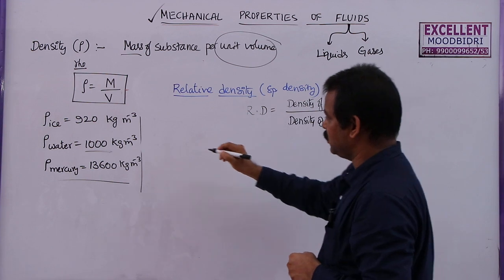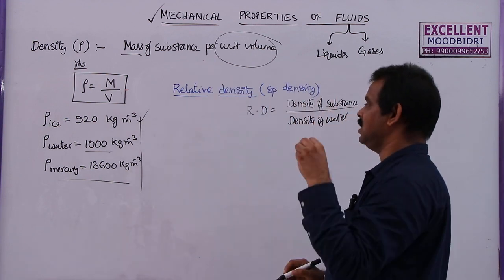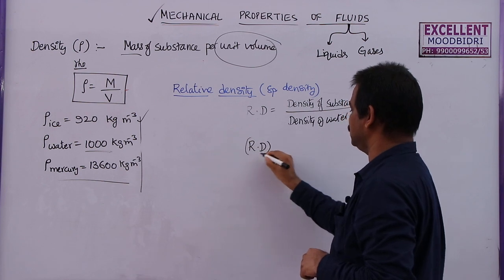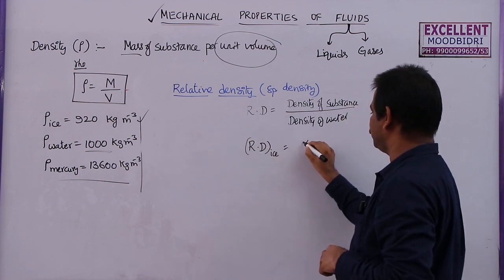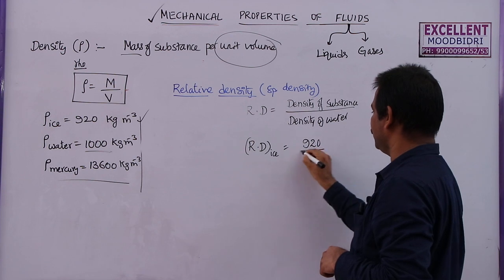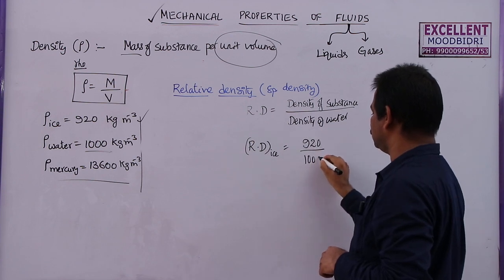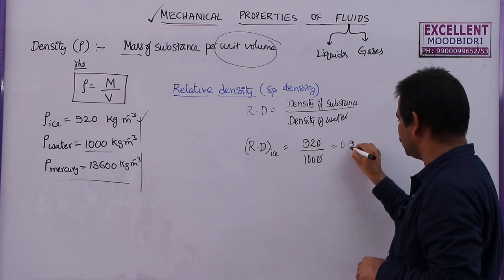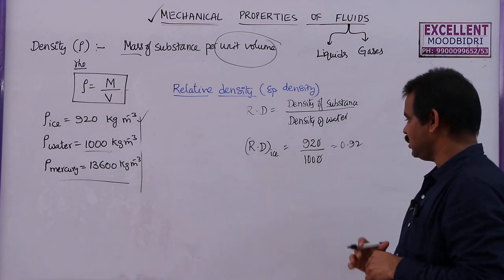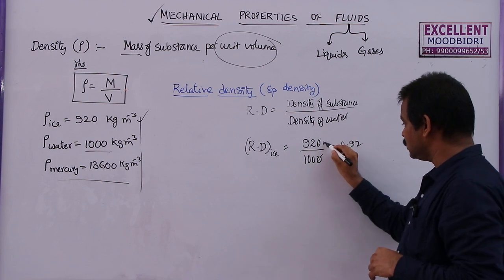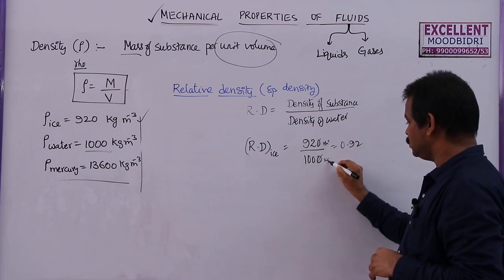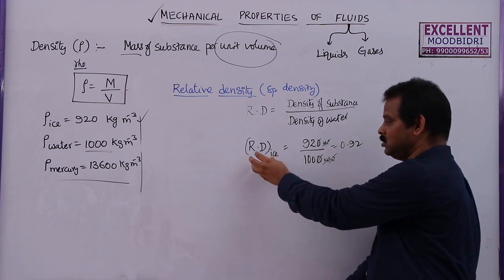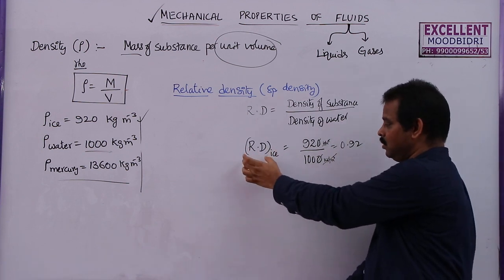So now, let me take ice only. What is the relative density of ice? The relative density of ice is given by the density of the substance, that is ice, divided by the density of water, that is 1000. Now cancel these two, this will become 0.92. There is no unit because this is kg per meter cube, and this is also kg per meter cube. These two get cancelled. So all these relative values will not have any units.